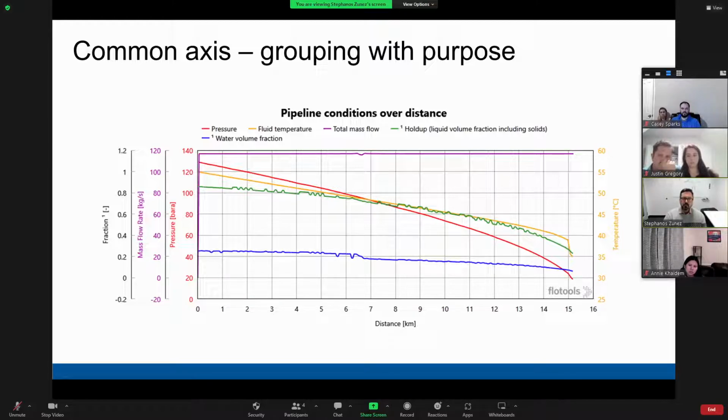A common grouping is pressure, temperature, mass flow, and phase distribution, which includes total liquid holdup and water holdup. These groupings make sense to engineers because each of these variables is related to the fundamental physical principles of conservation of mass, energy, and momentum, and the laws of thermodynamics. This is a complex chart, and it makes it a little bit easier for your viewer if you match the color of the axis to each of the profile curves.